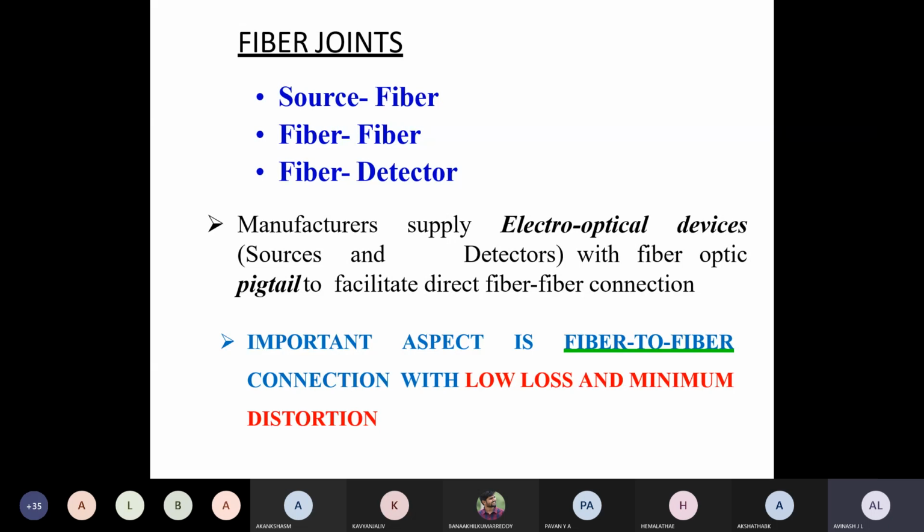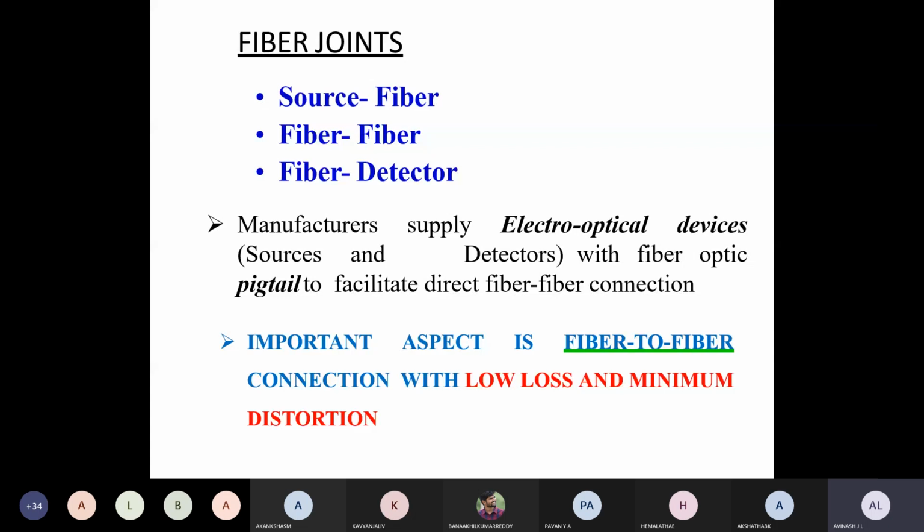So here manufacturers supply electro-optical devices, that is the sources and detectors, with optical pigtails. We say it is a pigtail to facilitate direct fiber to fiber connection. Manufacturers supply electro-optical devices because there should be a conversion from electrical to optical and optical to electrical. So when we are talking about source to fiber and fiber to detector, there is no problem. We can manage and easily do these things.